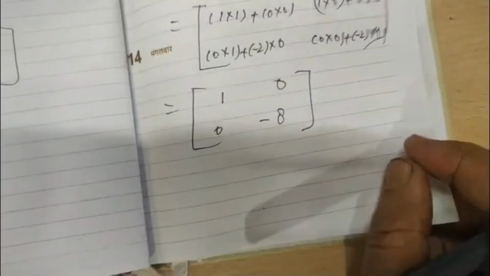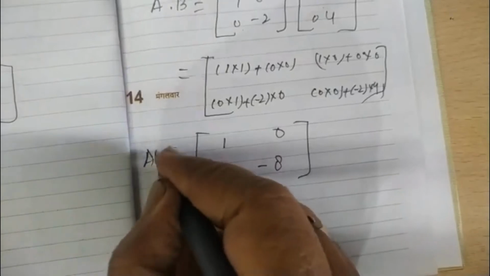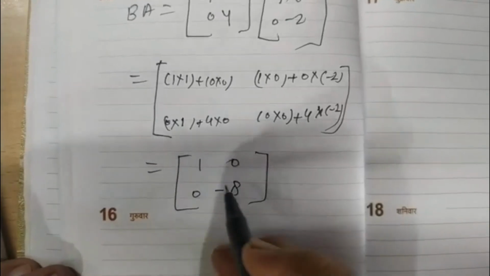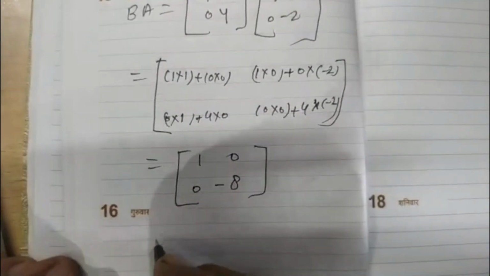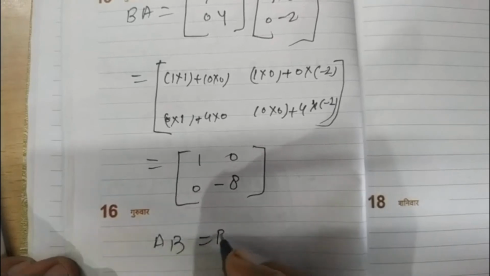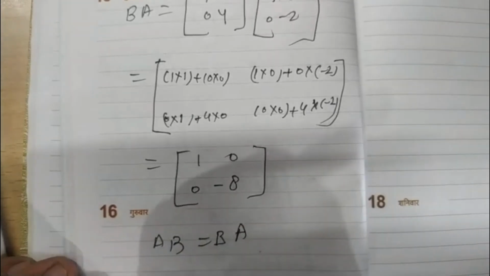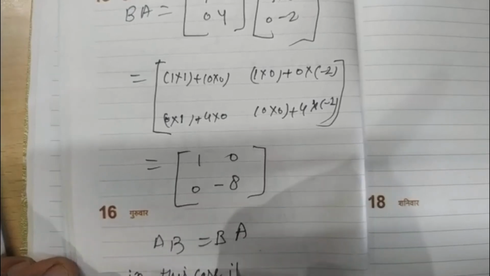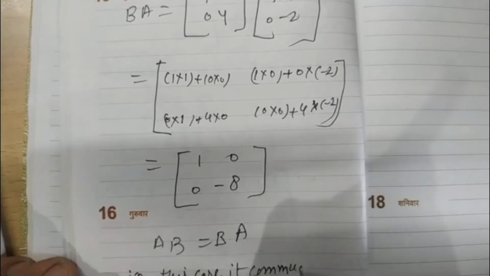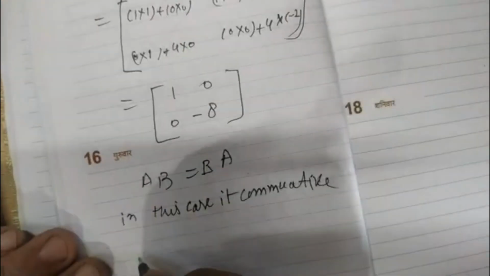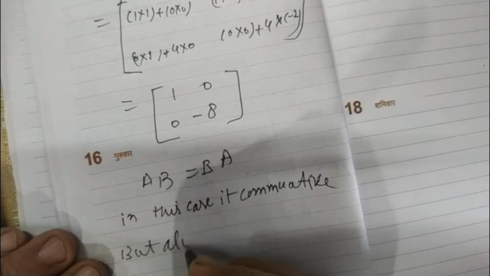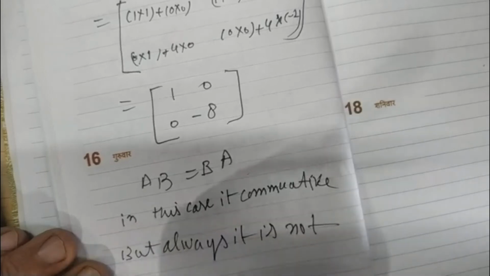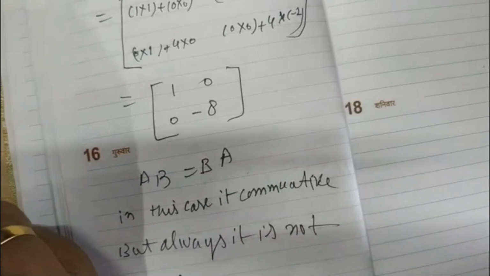Already we have calculated AB is also 1 0 0 minus 8 and this BA is also 1 0 0 minus 8. Here AB equal to BA. In this case it is commutative, but always it is not true.